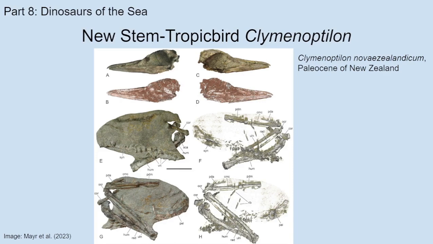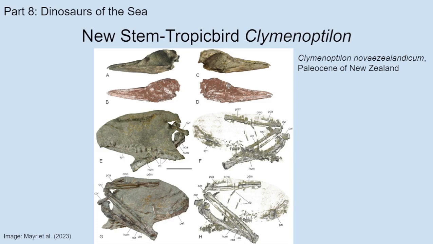The first story that we're going to talk about regarding this group of birds is a new fossil from the Paleocene of New Zealand called Climenoptilon. And this is a fossil of an early member of the tropic bird lineage. So we talked about tropic birds in the episode.